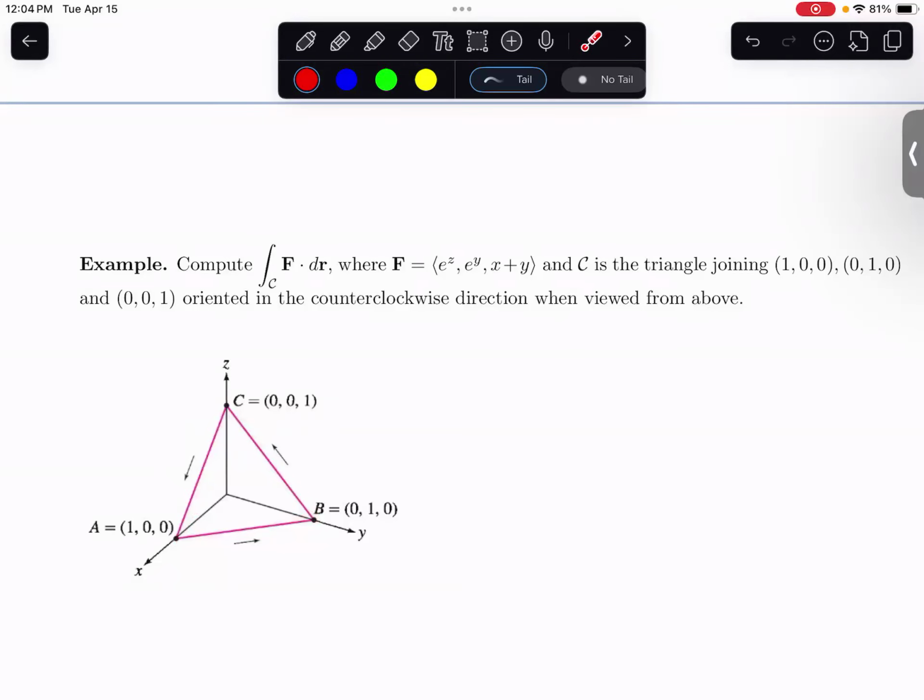And then it's oriented in the counterclockwise direction when viewed from above. So it's indicated by these arrows, right? And so this is a harder problem in the sense that we're really looking at 3 different curves here, right? C is really the union of 3 curves.